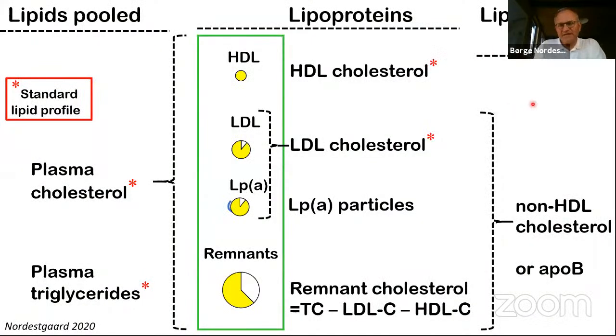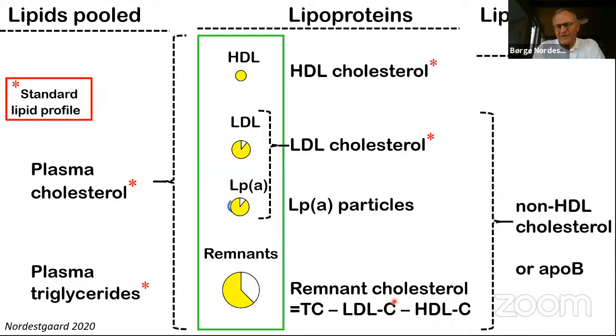Here's what we usually measure in the clinic when we try to get a full picture of the lipoprotein profile. So a standard lipid profile is plasma total cholesterol. It covers all these four fractions. Plasma triglycerides covers all these four fractions, but we usually take it as a marker of the remnants of VLDL. We also measure HDL cholesterol directly and LDL cholesterol directly. Note that Lp(a) cholesterol is actually within the LDL cholesterol. And then we have the remnants.